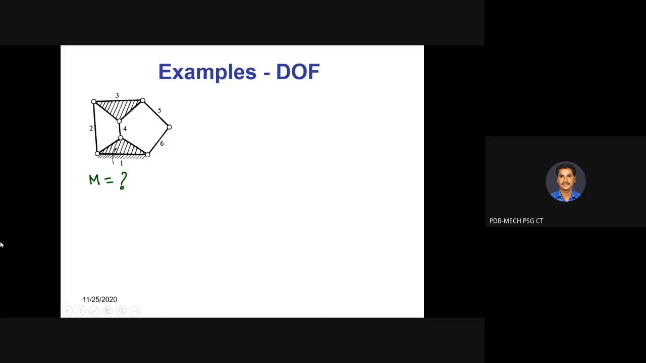What is the solution for m is equal to 1? It will take hardly 30 seconds to find out. So which link is fixed? Which link is fixed? Number 1, sir. Number 1, correct. It is a ternary link, it is fixed.